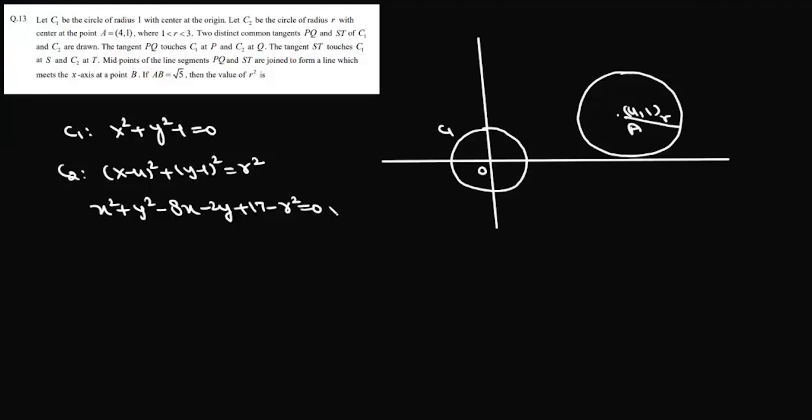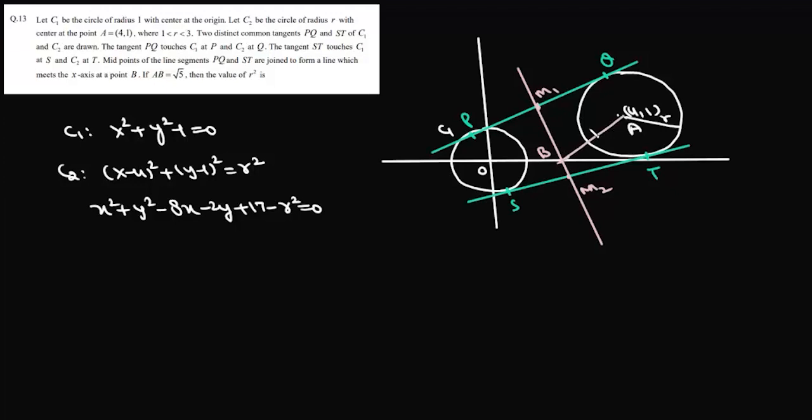Now it says two distinct common tangents PQ and ST of C1 and C2 are drawn. So we have drawn two distinct tangents, and let us assume we are taking direct common tangents. So this is P and this is Q, this is S and this is T. Now it says midpoints of line segments PQ and ST are joined to form a line which meets the x-axis at point B. So we take their midpoints and join them. Suppose this is M1 and this is M2. They intersect x-axis at this point B such that AB is root 5.